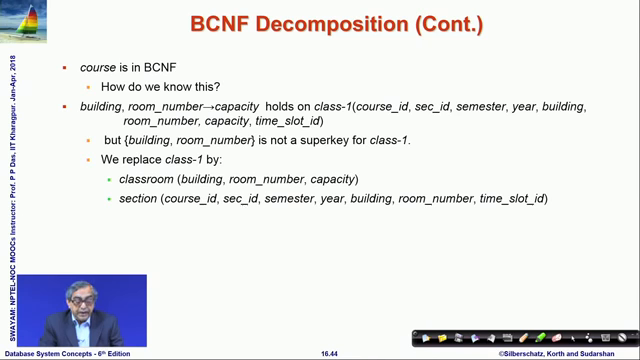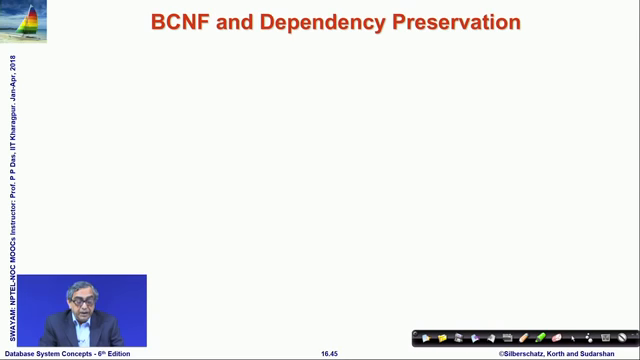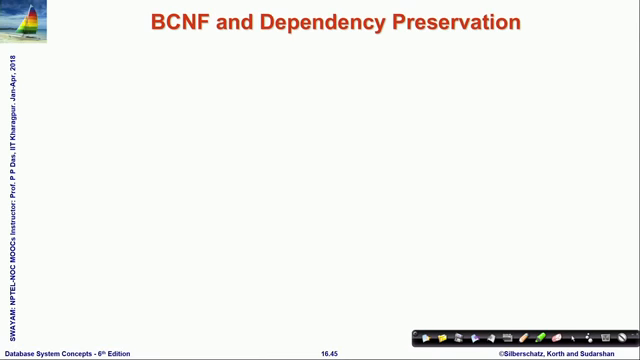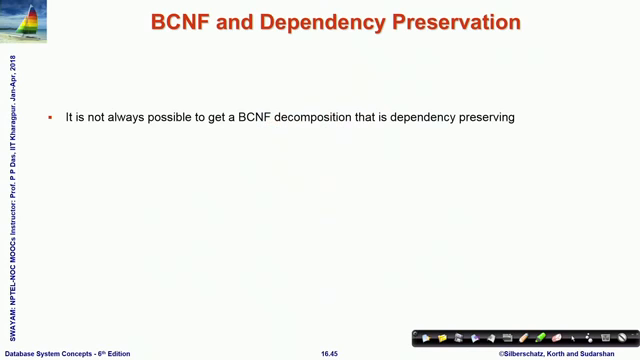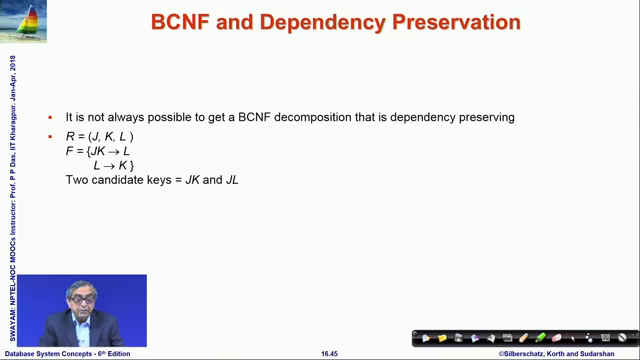So, you split it again and you replace class 1 in terms of two new relations, classroom and section, and both of them are in BCNF and you are done with this. But BCNF, as I am again warning you, does not preserve dependencies. It gives you lossless join, but it does not preserve the dependencies. So, it is not always possible to decompose into BCNF with dependency preservation.